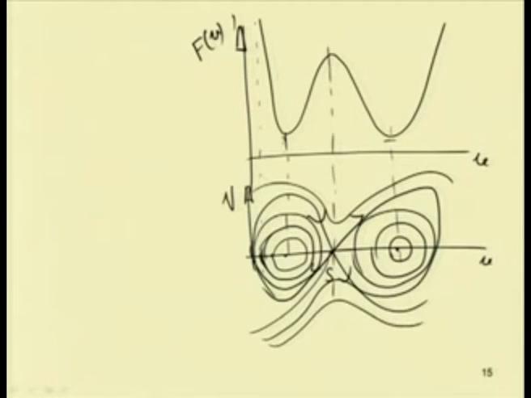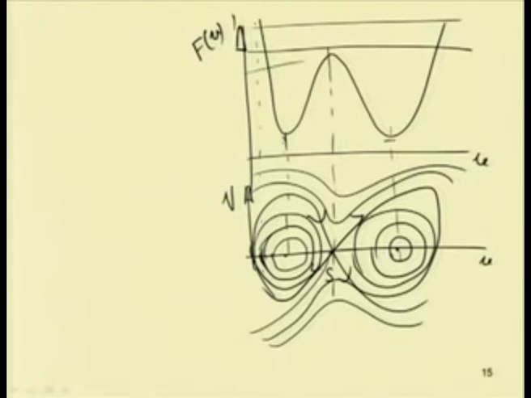So, one can have a set of homoclinic and heteroclinic orbits corresponding to different values of h. Corresponding to this maximum point one has a saddle point, and corresponding to this and this one has a center. So, in this case one has two centers and a saddle point.